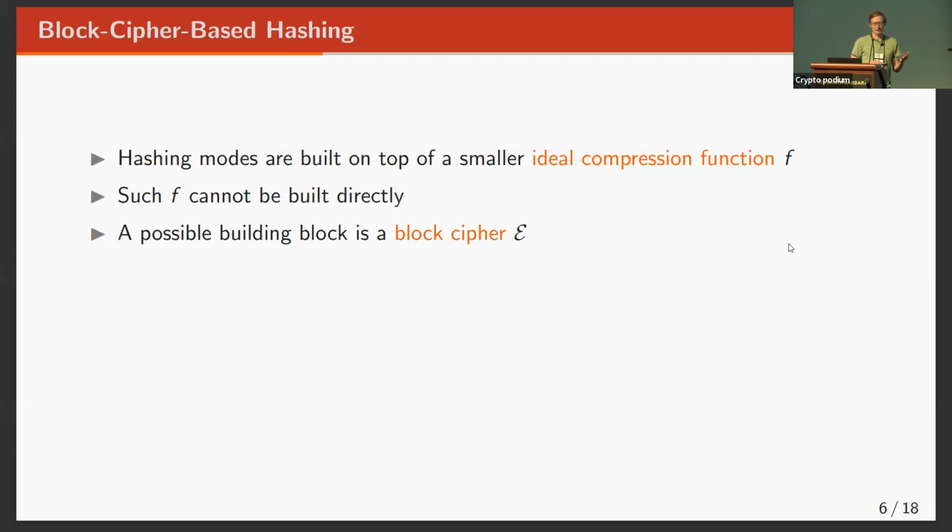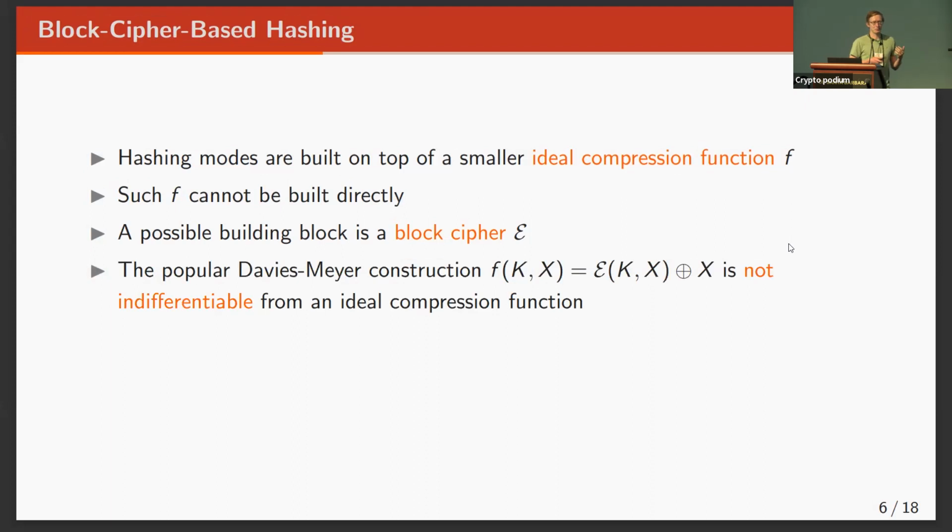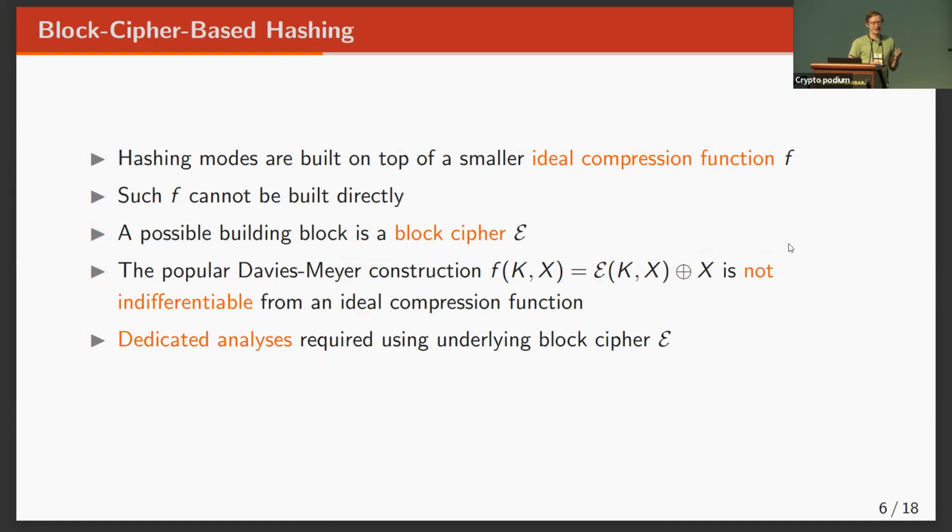And a possible building block is to use a block cipher E. And the common way to transform a block cipher into a compression function is by using the Davies-Meyer construction, which uses a feed-forward in the data input. However, this construction is not indifferentiable from an ideal compression function. So we cannot compose these results, and it's not really the right abstraction level. So we really need dedicated analysis using the block cipher as the underlying assumption and not the compression function.